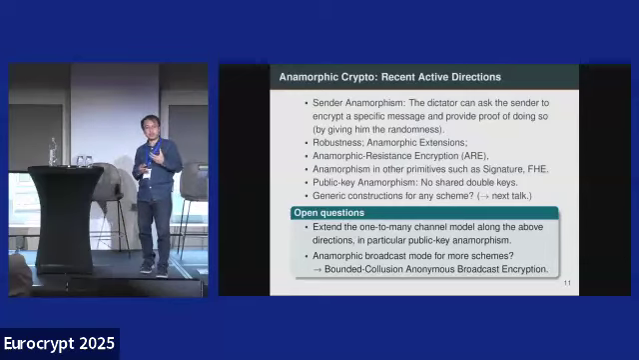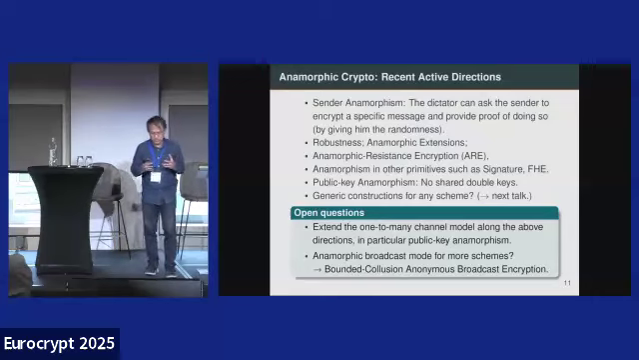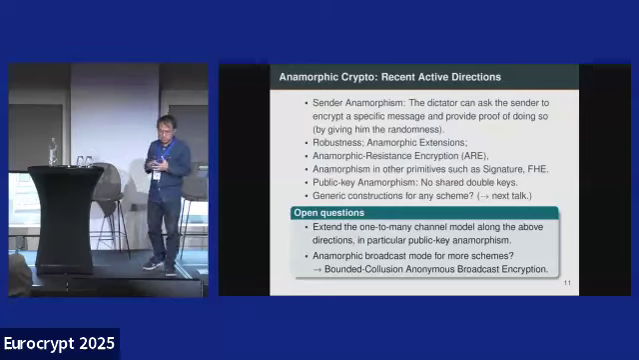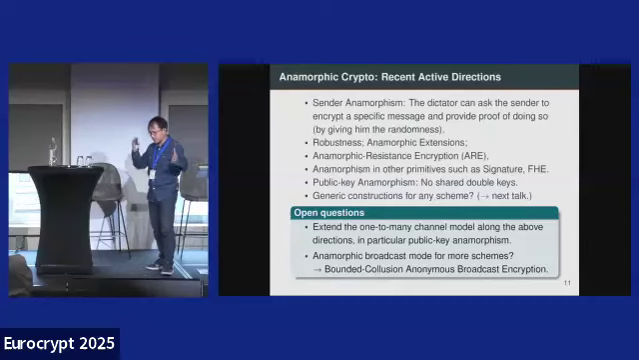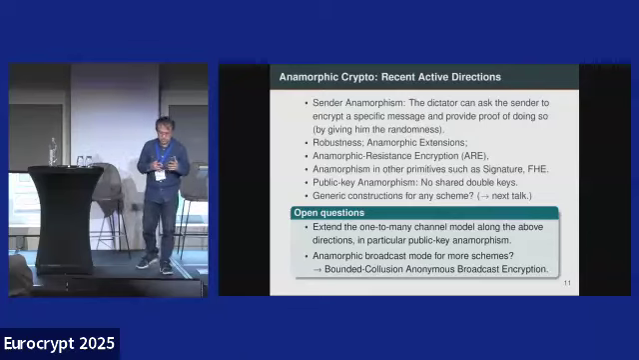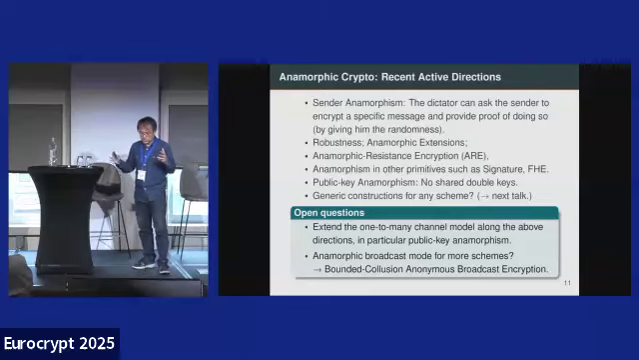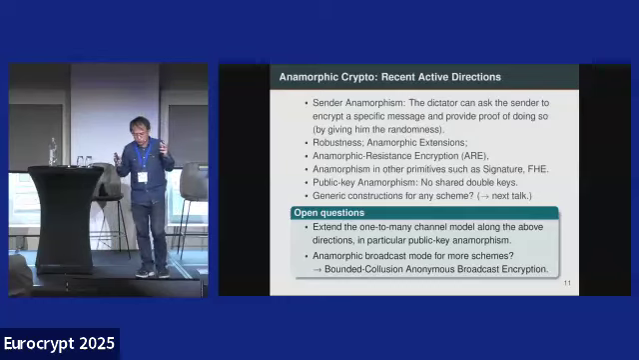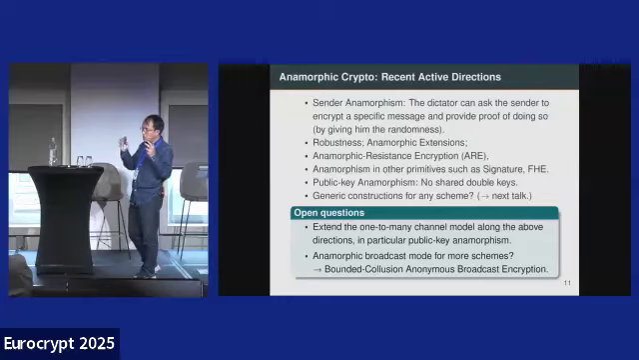And so there are some open questions. The first one is to extend this one-to-many channel to both directions, and in particular for public key anamorphism, where we do not need to share any double key between the sender and the receiver. And the second open question is to consider anamorphic broadcast mode for more schemes. And I think this will enhance the research direction on bounded models for anonymous broadcast encryption.